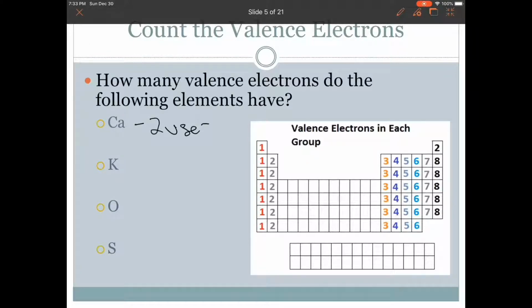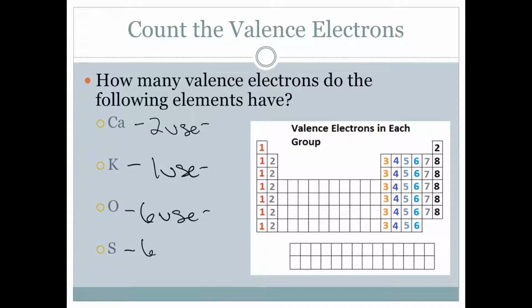What about potassium? Potassium looks like it's in group 1 with atomic number 19. So if it's in group 1, that means it has 1 valence electron. What about oxygen? Oxygen is in group 16. Let's remove the 1. So now we're left over with 6, which means it has 6 valence electrons. What about sulfur? Sulfur, also in group 16, so that means it also has 6 valence electrons.